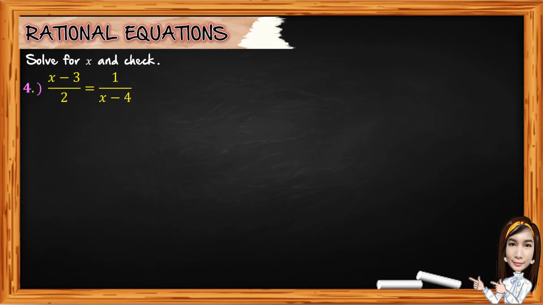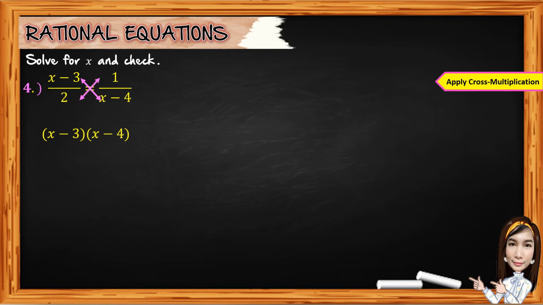For number 4, we have the given x minus 3 all over 2 is equal to 1 over x minus 4. Since x minus 3 all over 2 is considered a simple fraction and also 1 over x minus 4, we can apply cross multiplication. So we can cross multiply the quantity x minus 3 times the quantity x minus 4. Then cross multiply, that is equal to 1 times 2.